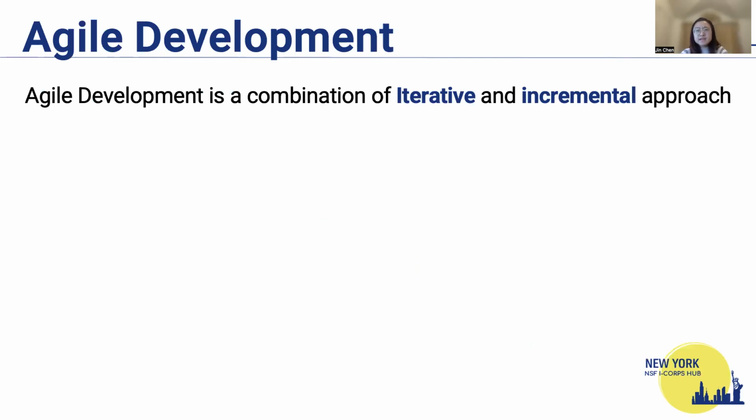So let's look at agile development now, which is our most preferred way of product development. As I said before, it is a combination of both the iterative and incremental approaches that aims to deliver small and functional increments of a product in a short development cycle.